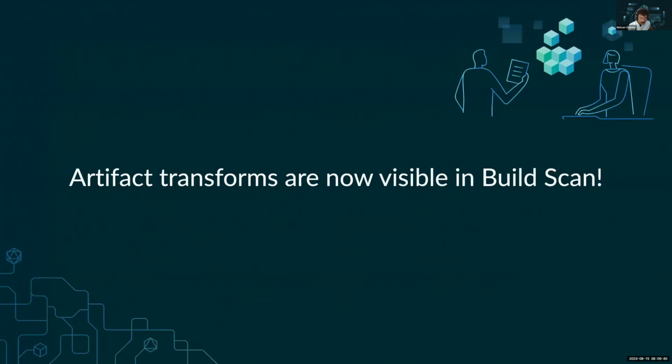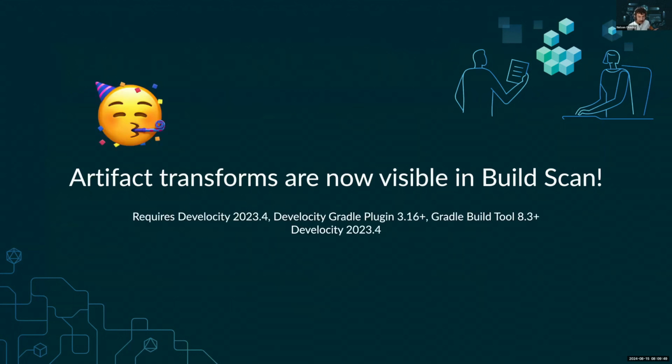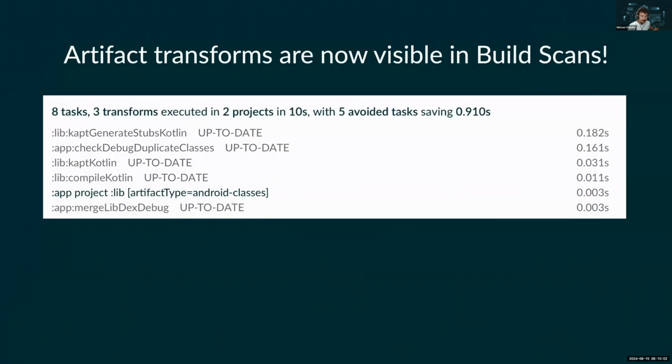I also wanted to mention that artifact transforms are now visible in Build Scan. This has been out for a bit of time now, but in case you haven't updated to the latest version of Develocity, as well as the Develocity Gradle plugin and the Build Tool version, you need all these moving parts together to be able to see these insights. And when you have transforms in your build scans, this is just a little bit of what it looks like.